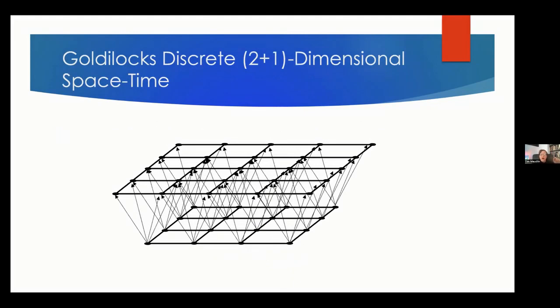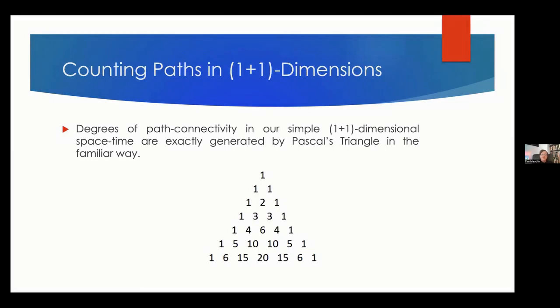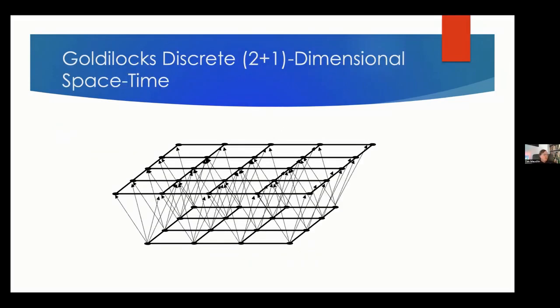Now, there's a lot I could say about 1+1 dimensional spacetime, but I want to go to 2+1 dimensions. I don't have much time left. I'm getting really to the point. In 2+1 dimensions, what do we do? Well, the two-dimensional space is our taxicab space.